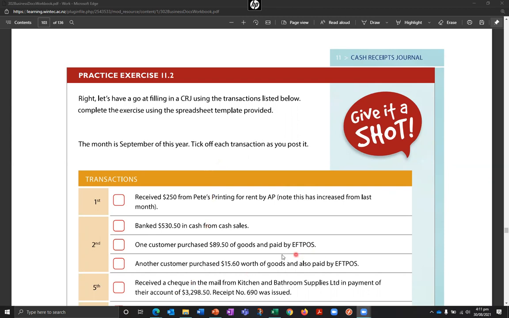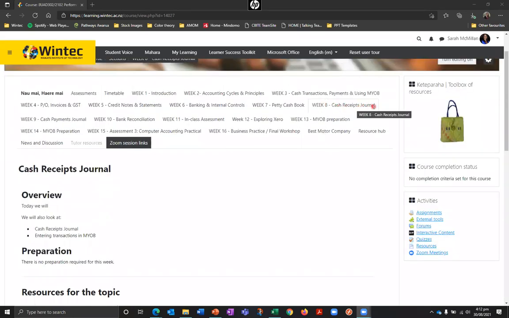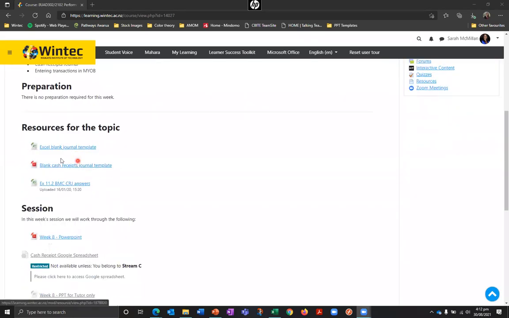exercise, you can go to the Moodle page to download the Excel workbook. Here, under week 8, resources for the topic, week 8 cash receipts journal, scroll down, and there is the blank Excel template. Or if you have a printer at home, you can download this PDF and print it off and handwrite it. And remember, here are the answers for it as well. So if you do get stuck, you can have a look at the answer to see what it was and try and work your way backwards to figure it out. Or if you have completed it and you just want to check if your answers are correct.